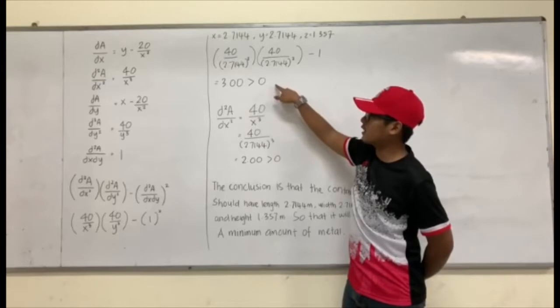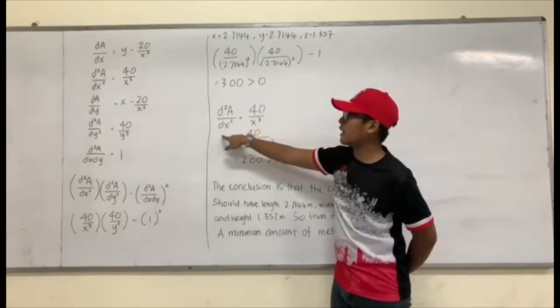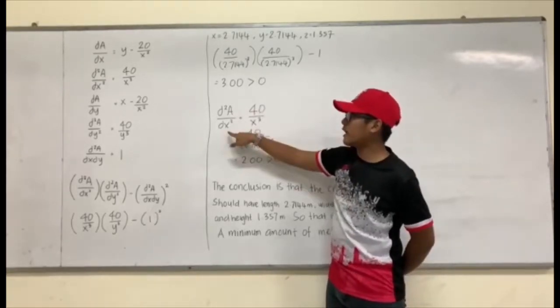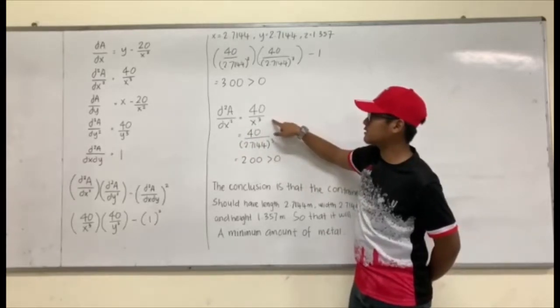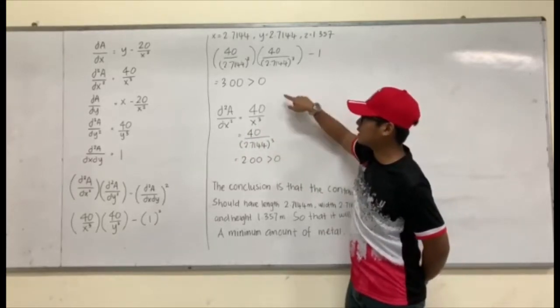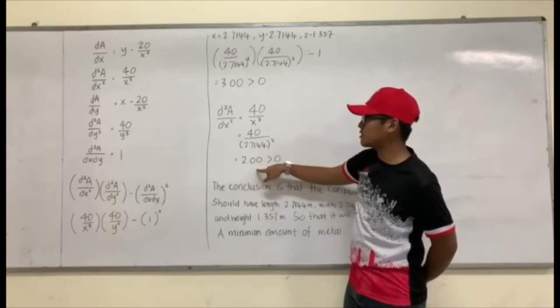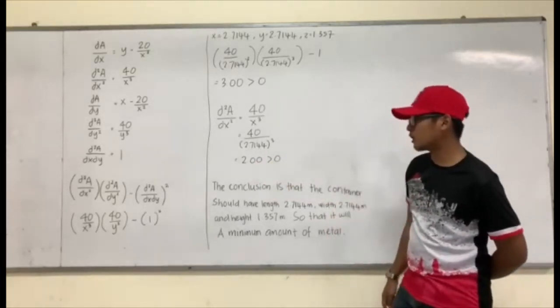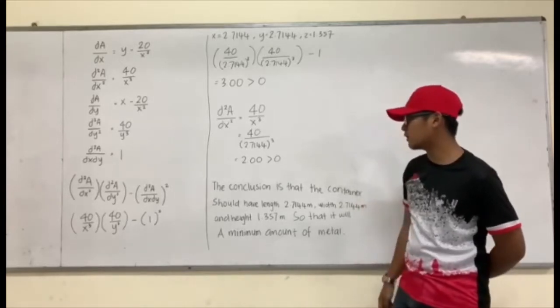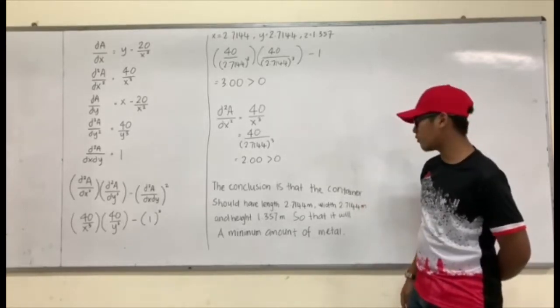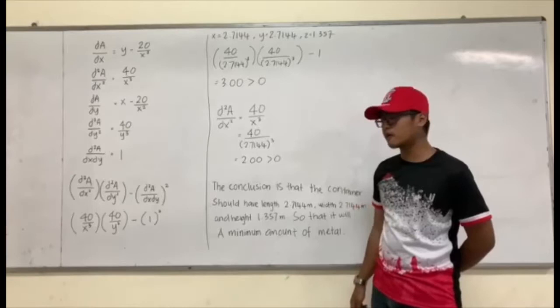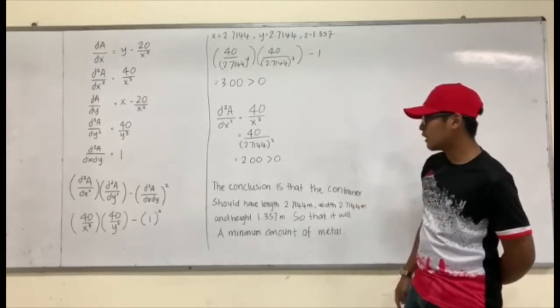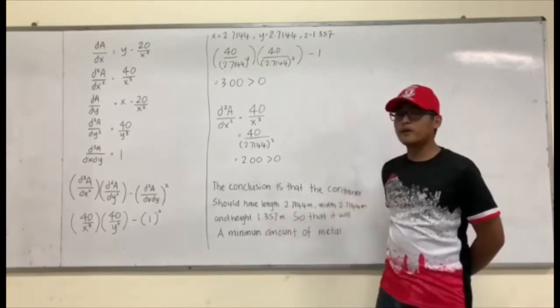This is greater than 0. Then we need to find del squared A over del x squared, which is equal to 40 over x cubed. Then we will substitute the value of x, and we will get 2.00. That is greater than 0. The conclusion is that the container should have length 2.714 meter, width 2.714 meter, and height of 1.357 meter, so that it will give a minimum amount of metal.